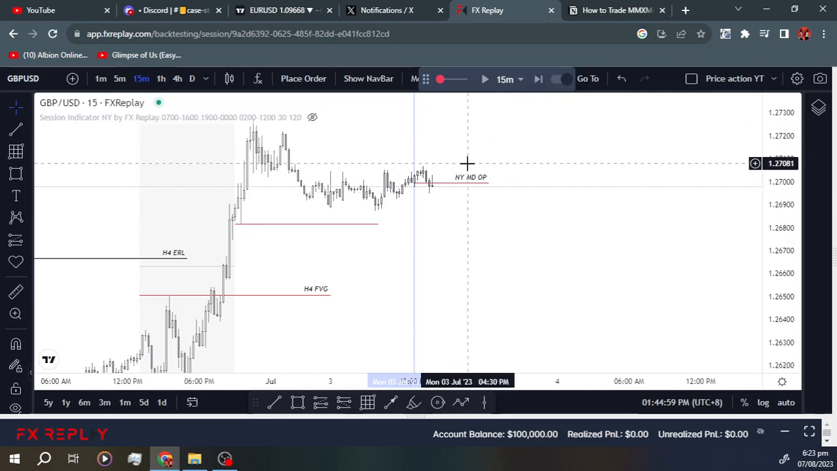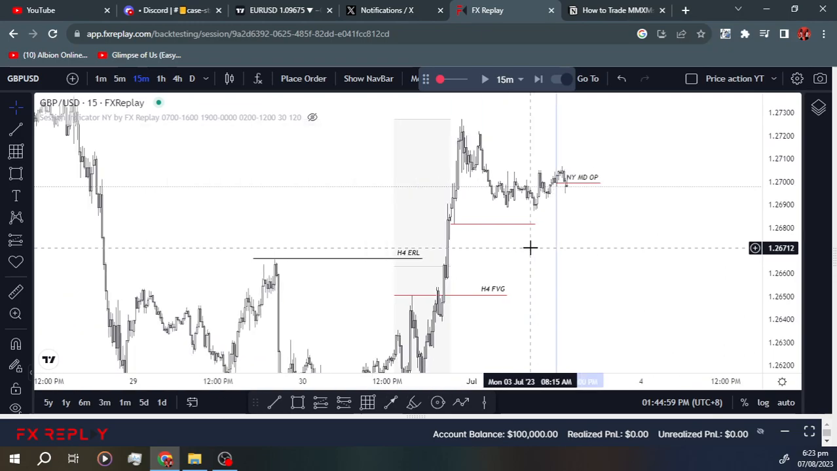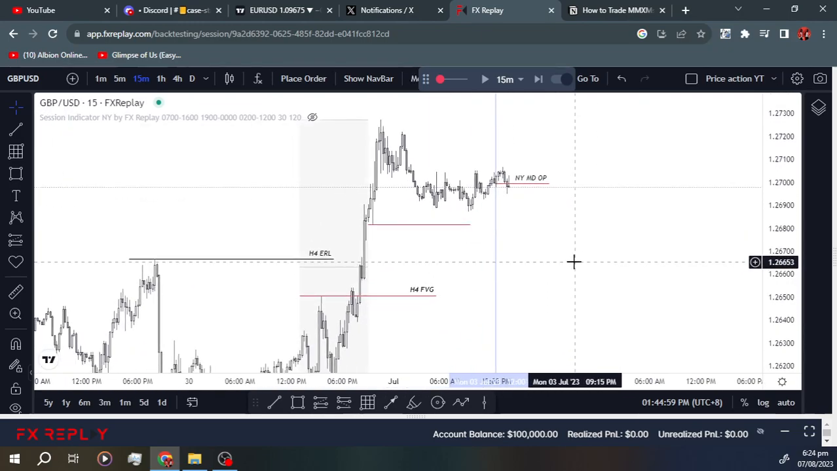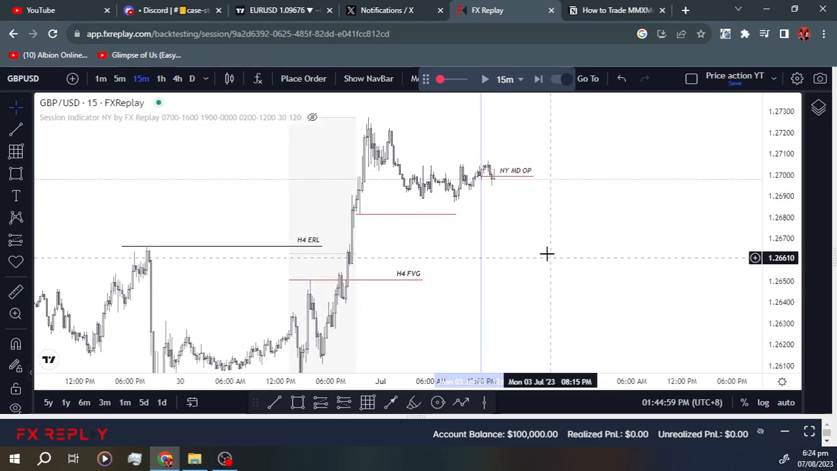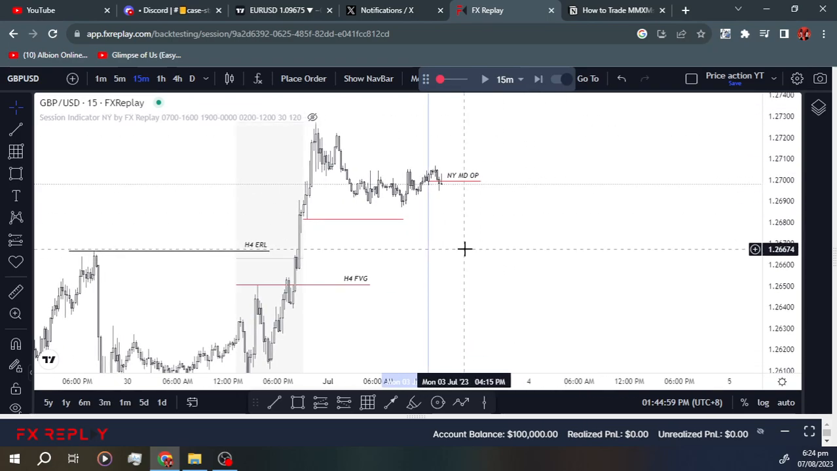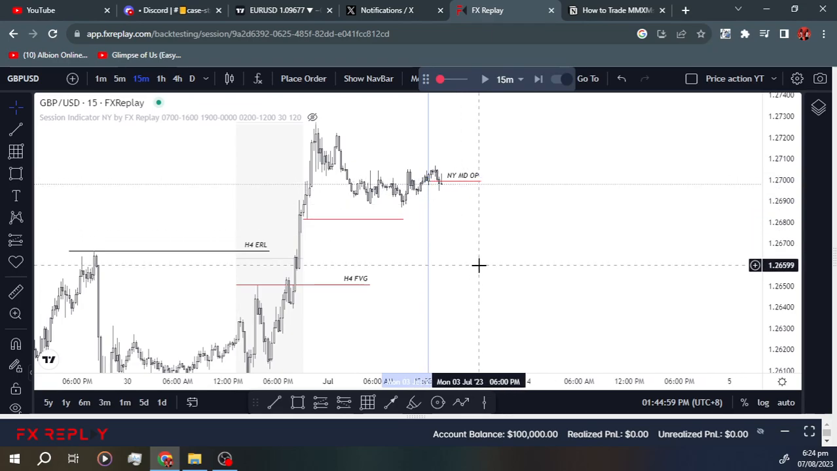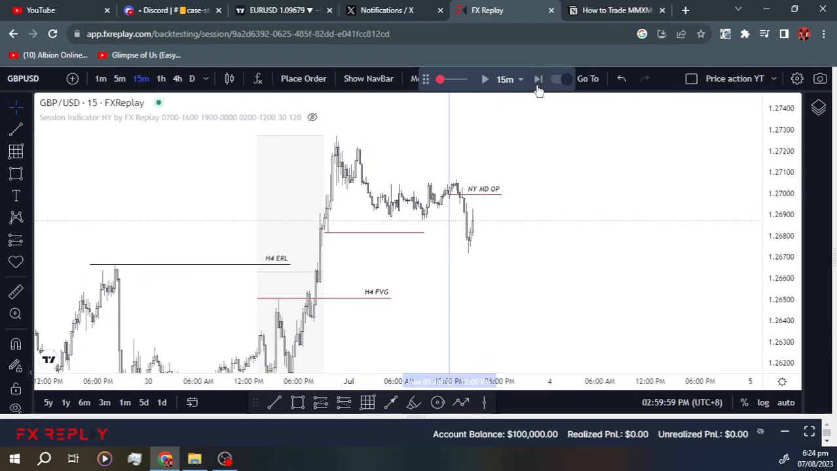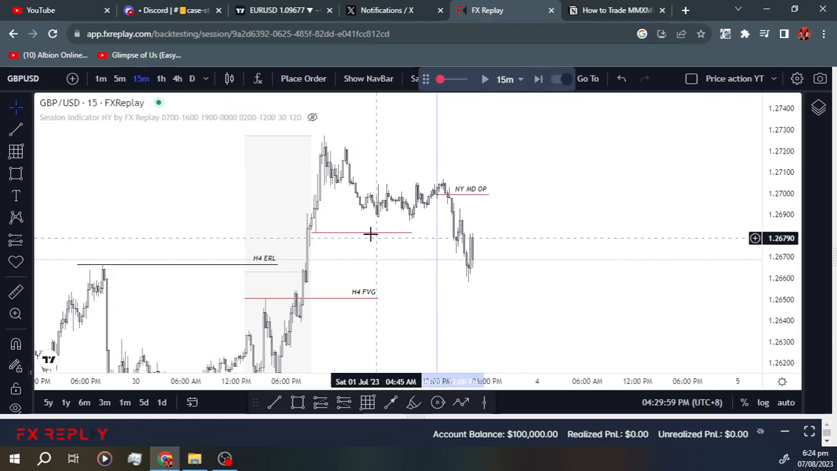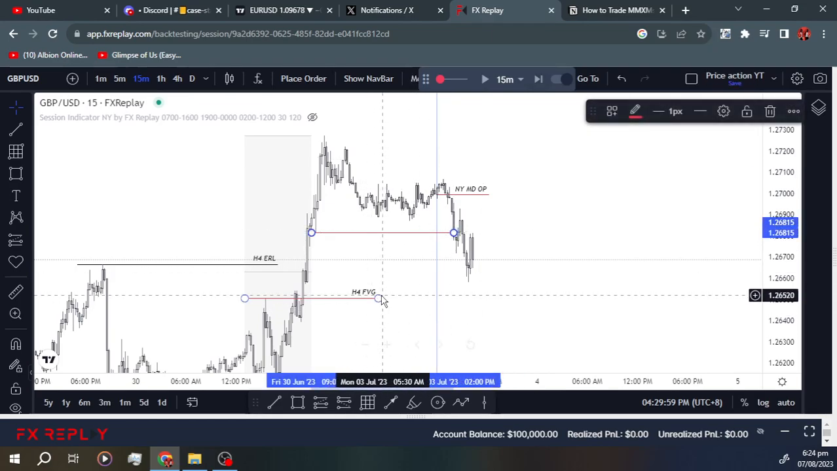At the New York midnight opening price, you buy below the NY open and sell above the NY open. But you just don't do that blindly. You need to know the narrative first. So if we have a buy model here below the New York midnight open, then that's a high probability trade. As you can see, it's now in the H4 fair value gap.